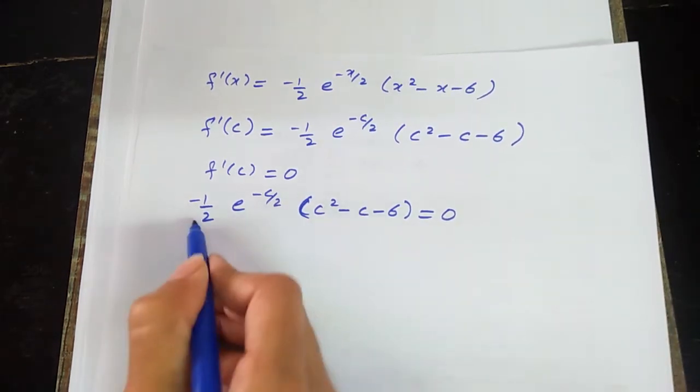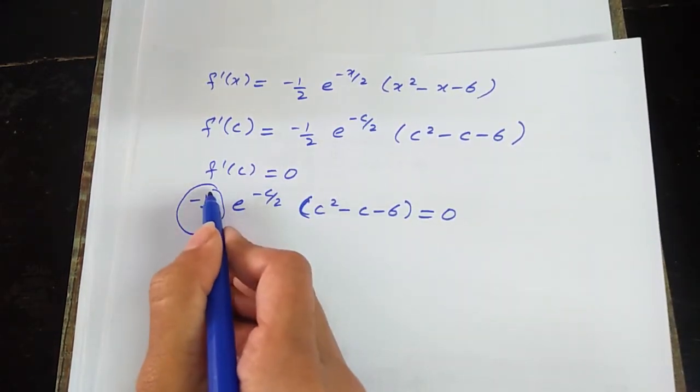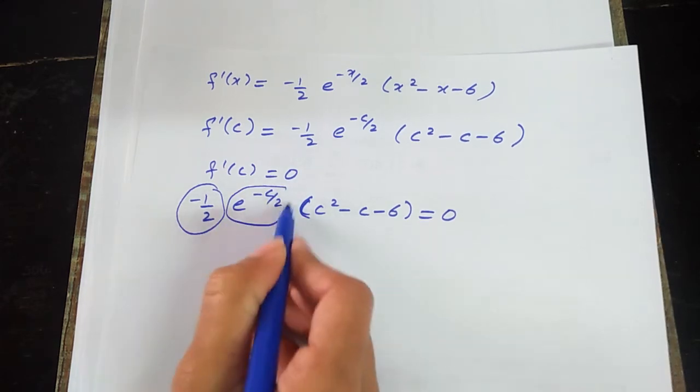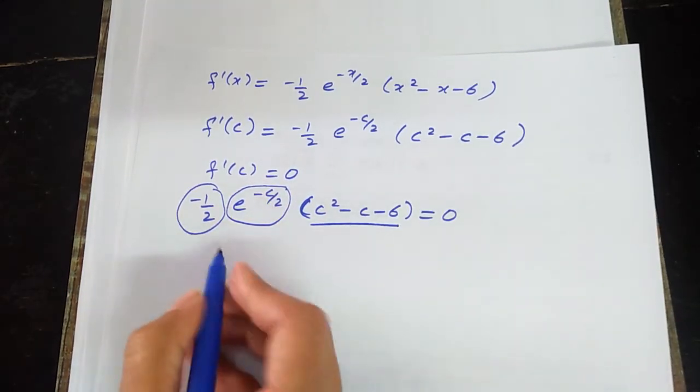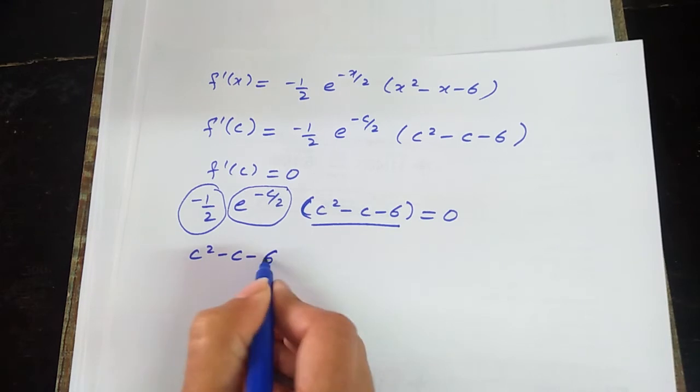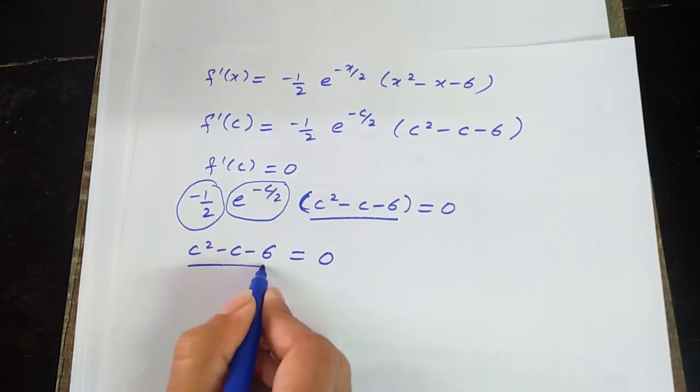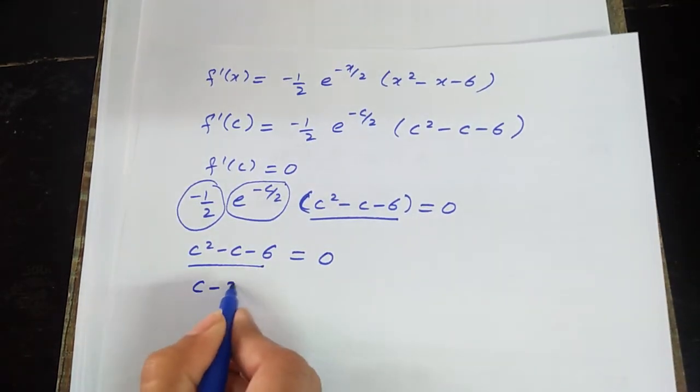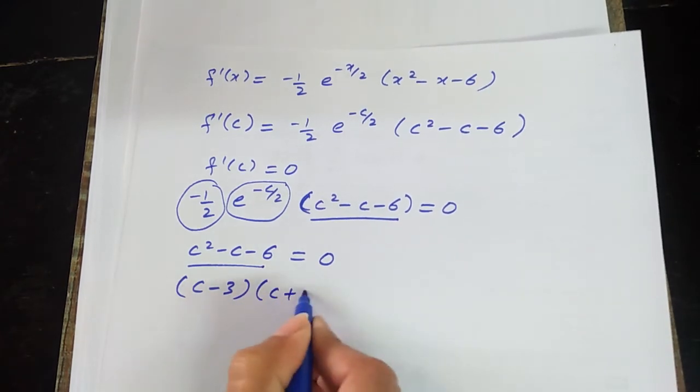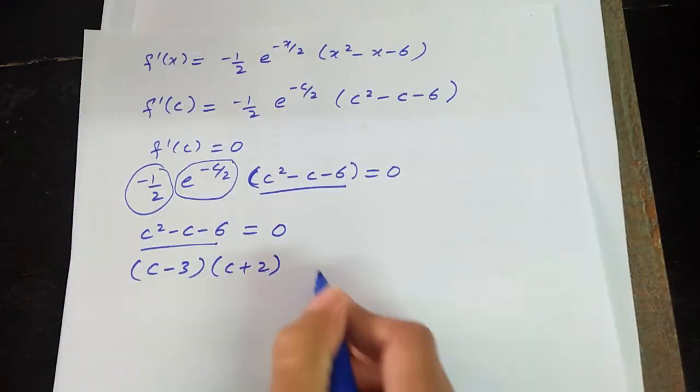Now minus 1 by 2 cannot be equal to 0. Also this cannot be equal to 0. It means this function is equal to 0. C square minus c minus 6 is equal to 0. Factorize this. When we will factorize this, we will get c minus 3 into c plus 2 equals to 0.